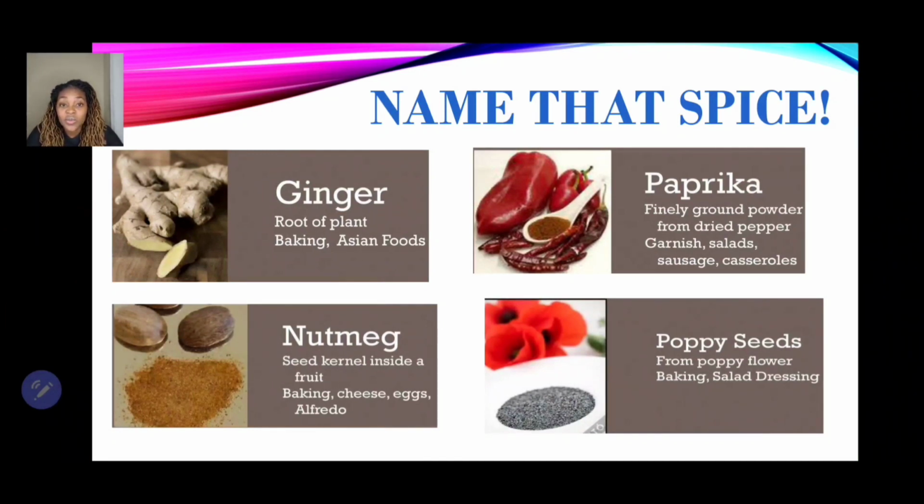Good. There's also nutmeg, a seed kernel inside of a fruit, and it is used in baking, in cheese, eggs, and Alfredo, depending on what some persons use, and also in beverages and in porridges. There's also the paprika, right? And this is a finely ground powder from dried pepper. It is used for garnishes, salads, sausages, casseroles. And the poppy seed from the poppy flower is used for what? Baking and also in salad dressing.